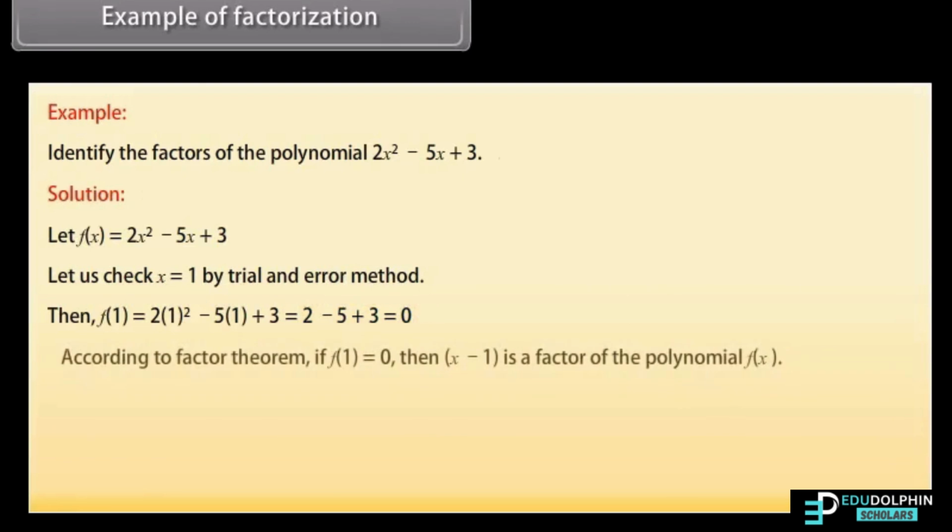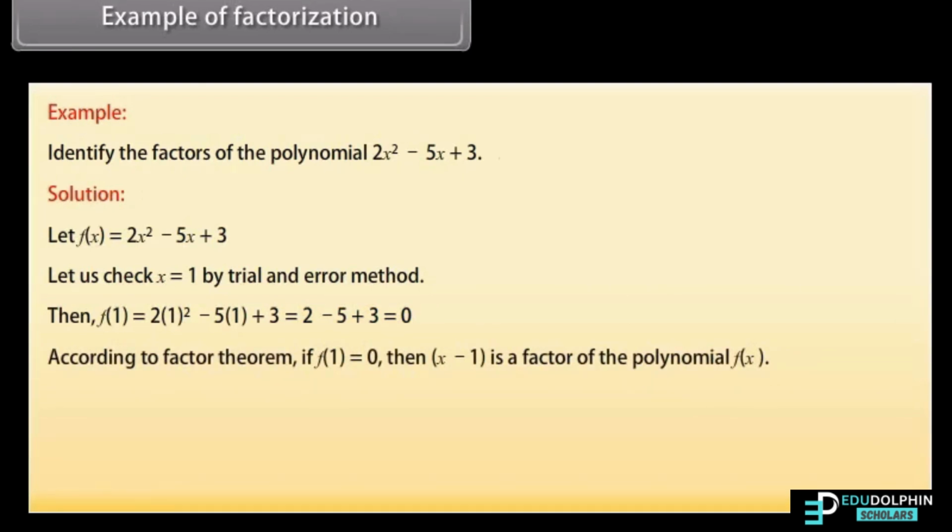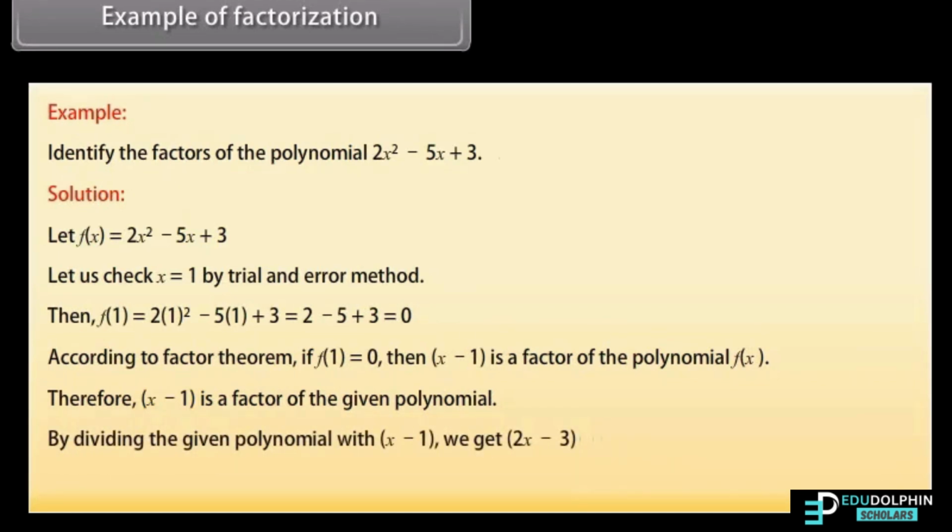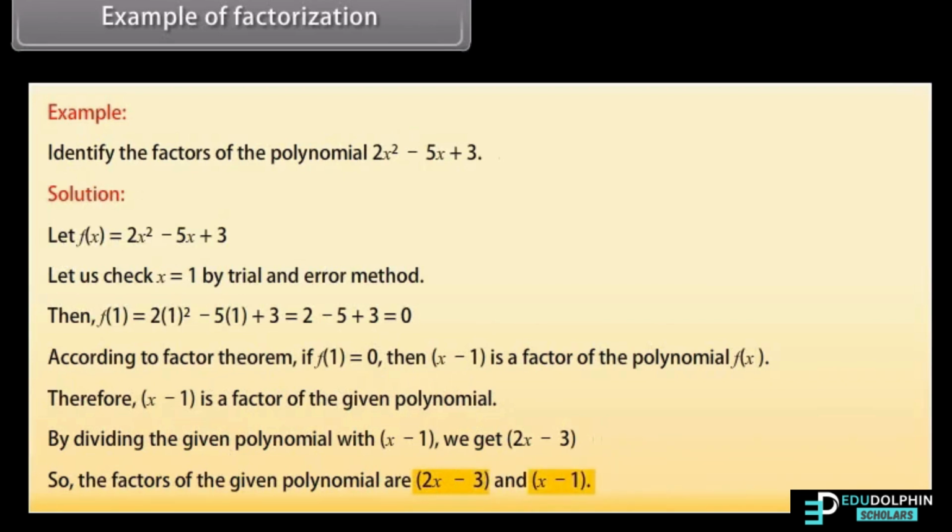0. According to the factor theorem, if f(1) = 0, then x - 1 is a factor of the polynomial f(x). Therefore, x - 1 is a factor of the given polynomial. By dividing the given polynomial by x - 1, we get 2x - 3. So, the factors of the given polynomial are 2x - 3 and x - 1.